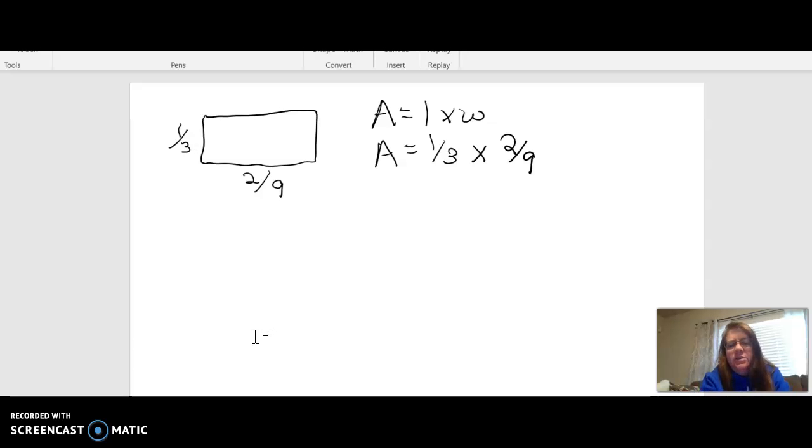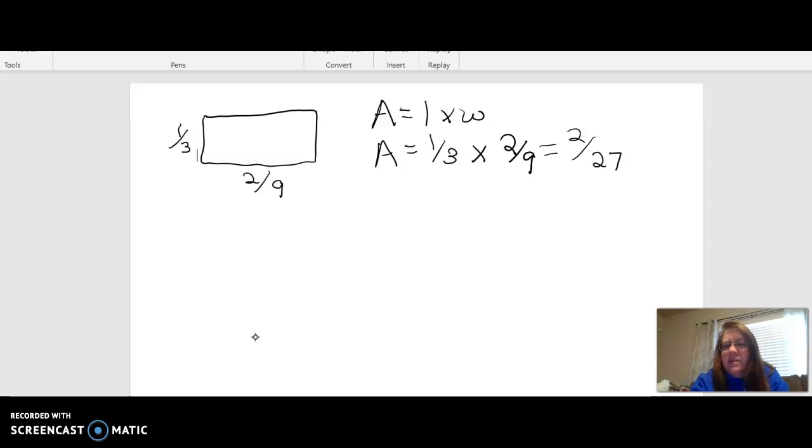So all I have to do is multiply my numerators. So I have 1 times 2 equals 2. And then I can multiply my denominators, and 3 times 9, well, I'm going to think about my 9s trick if I'm not sure, counting by 9s: 9, 18, 27. So I have an area of 2/27.